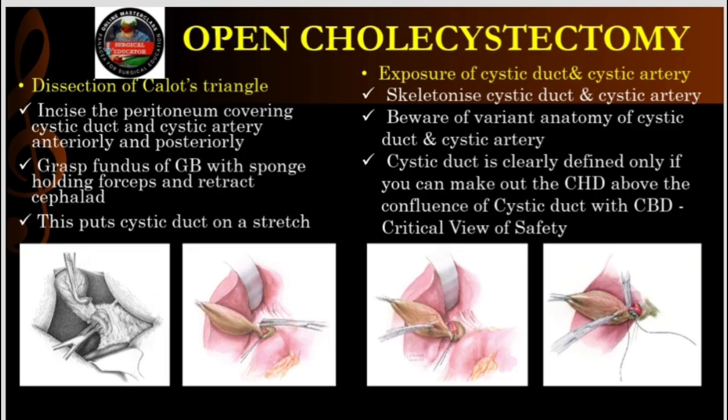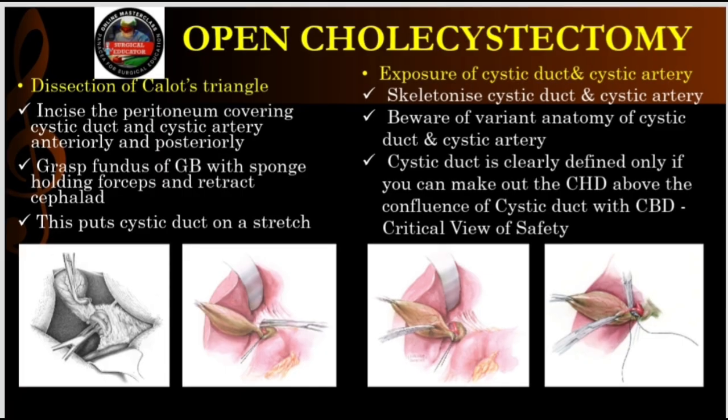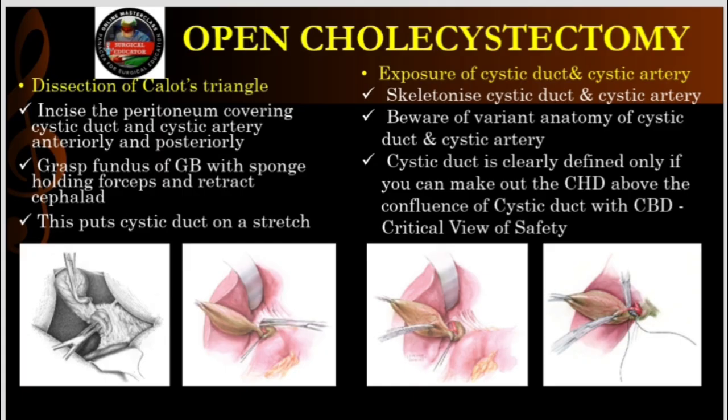First, you must clear all the fat and fibrous tissue from Calot's triangle. Second, you must separate the lowest part of the gallbladder from the liver bed. And third, and most importantly, you must see exactly two and only two structures entering the gallbladder: the cystic duct and the cystic artery. Let's go back to the physical action required to achieve this.